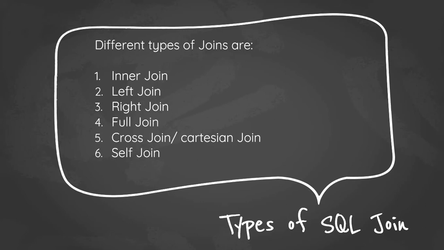In terms of the types of SQL join statements, you will come across one of six. You will either see an inner join, a left join, a right join, a full join, a cross join, which is also called a Cartesian join, as well as a self join. For this video, we're going to go through each of these joins, writing the SQL statements for them.